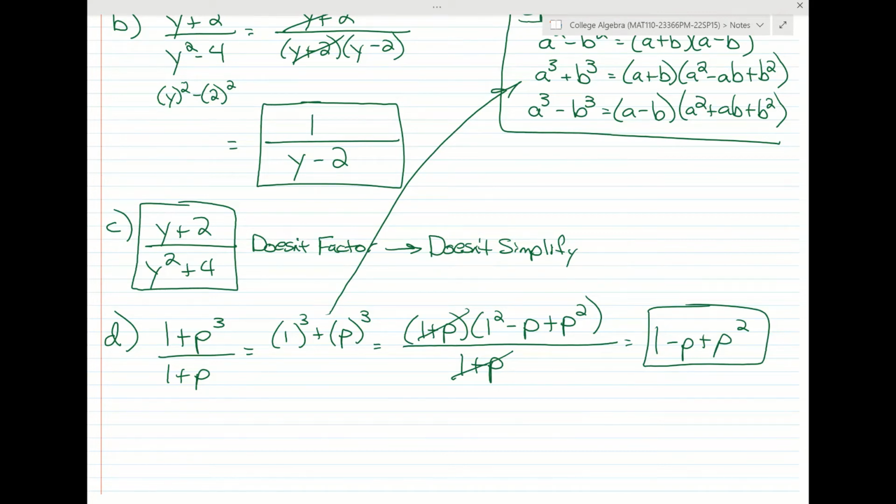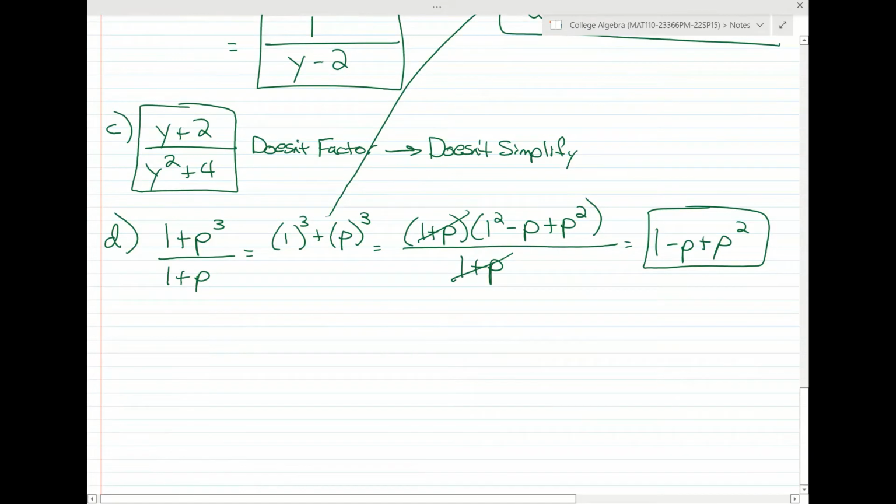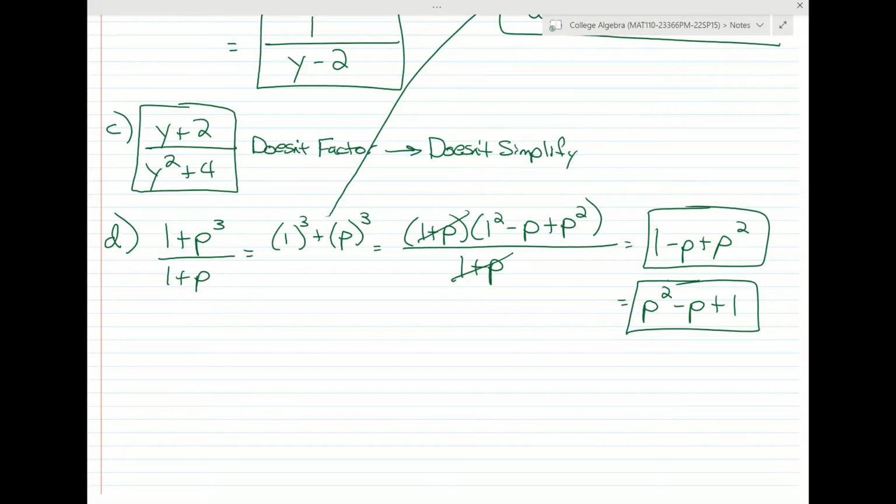Typically, what we do is we like writing answers in standard form. What standard form means is you start with the highest power and work your way down. So for example, it would just be better if you wrote p squared minus p plus 1. You wouldn't lose points on a test or anything. That's just how it is. Generally, we always write our answer like that.